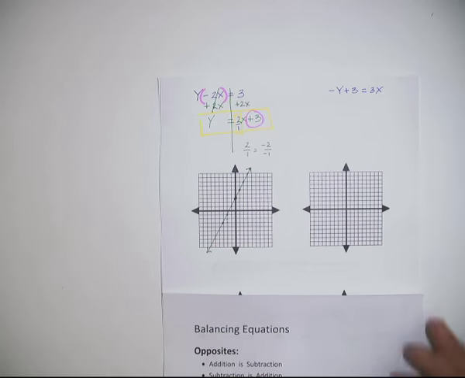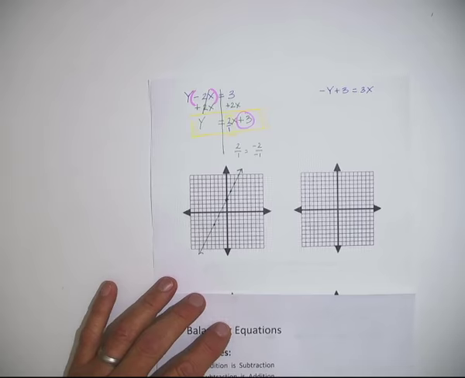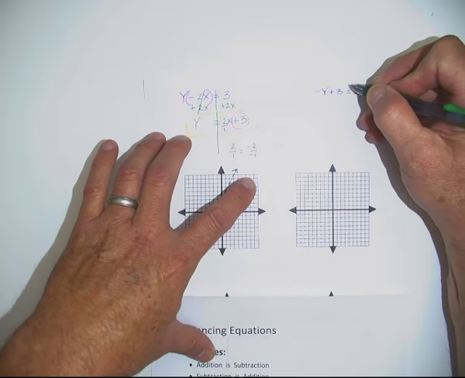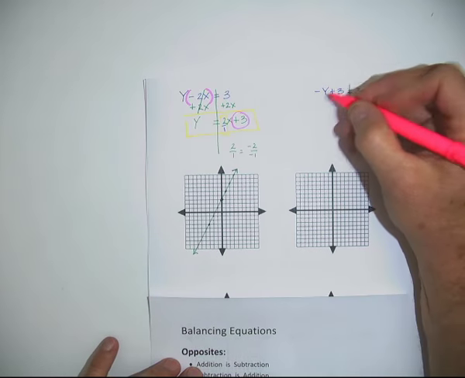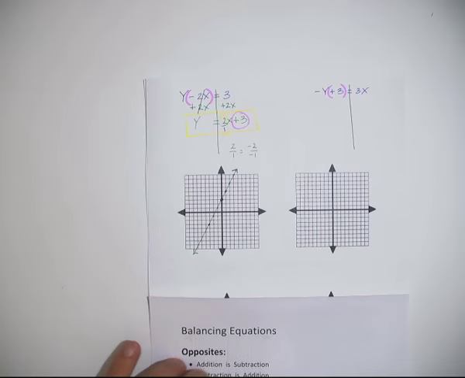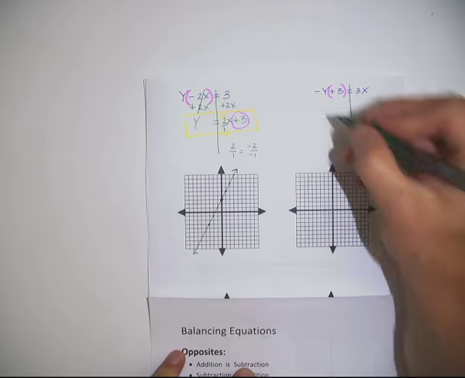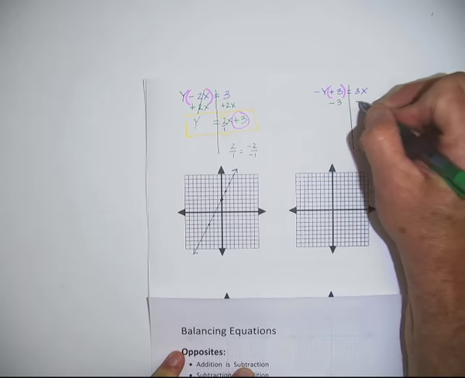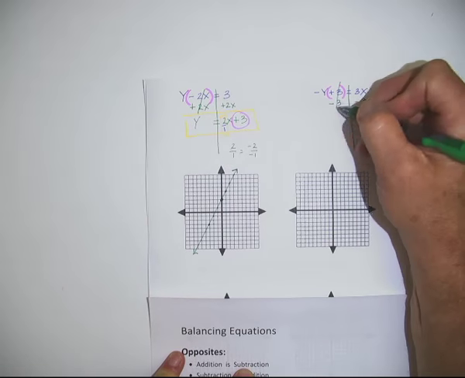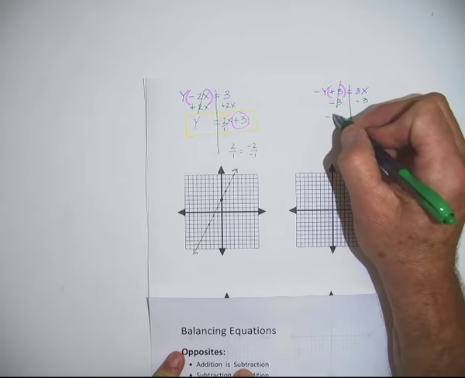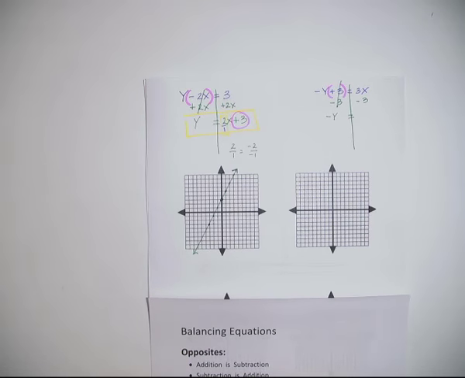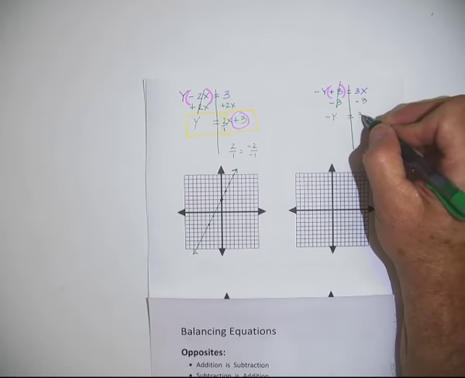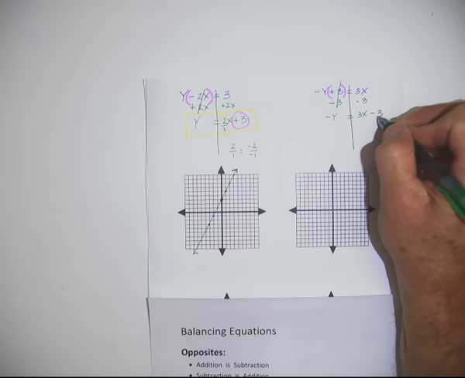So let's take a look at balancing another equation here. Once again, our equal sign is going to be our balance line. We have a positive 3 on this side, and we want to get y by itself. So the opposite of addition is subtraction, so we're going to need to subtract 3 from both sides. Minus 3. Once again, the 3s cancel off, and we have minus y equals 3x and minus 3. We can't combine them, so we have equals 3x minus 3.